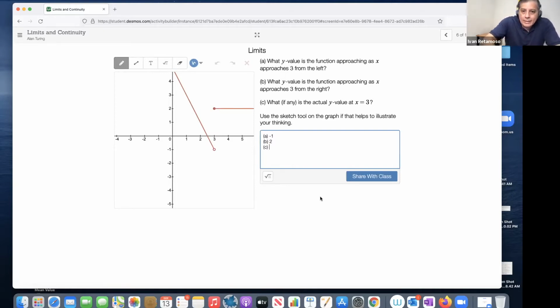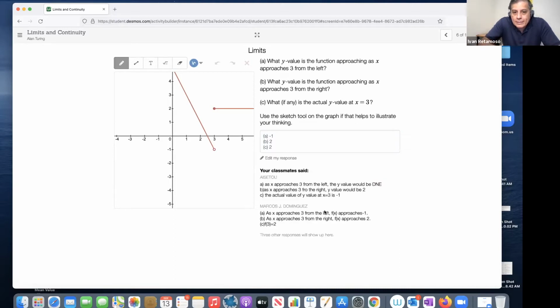Very good. So now let's share with our classmates, our peers, and see what was posted. The 3 students posted here: from the left, the y value, and from the right, the value is 2. Okay, good. Feel free, guys, to express your thoughts there. The actual value of y is equivalent to -1. Very good. Yeah, that's okay.